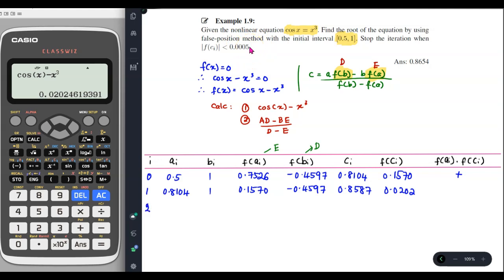Now look at the FA times FC. Again, FA is positive, FC is also positive, so it means A needs to be changed. We take our current value of C, 0.8587. B remains. And we need to proceed accordingly. Repeat the same process until you see the absolute of FC here is less than 0.0005. You can proceed on your own and you will get these solutions.